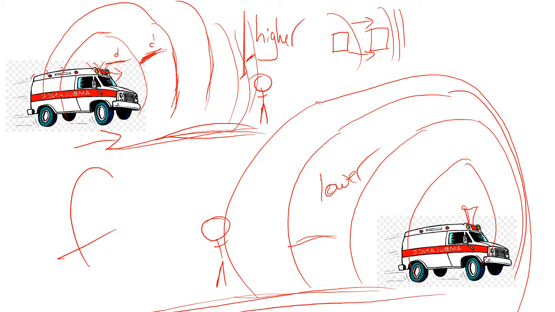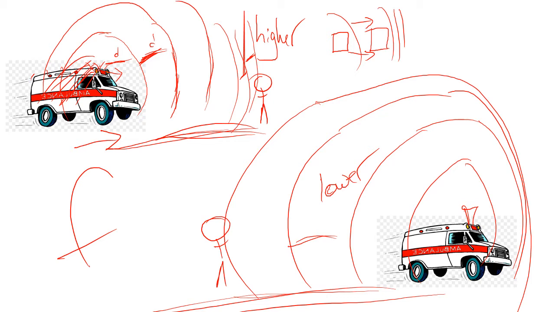Now, if you were sitting in the ambulance because you had your arm ripped off, you would not hear the ambulance change pitch at all because the waves from the siren are hitting you at a consistent rate every time. There's no change because the siren isn't moving compared to you.